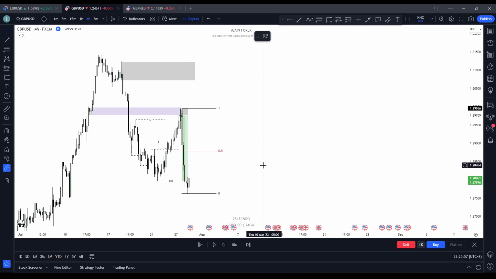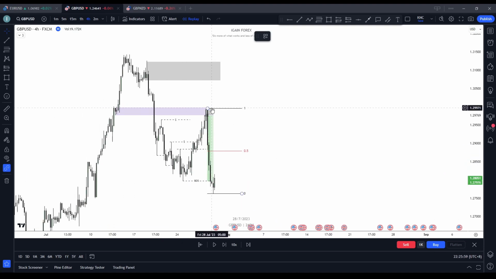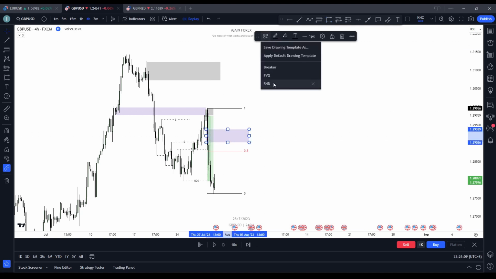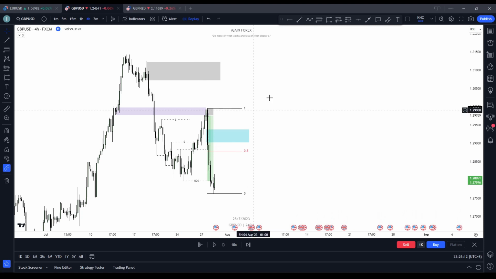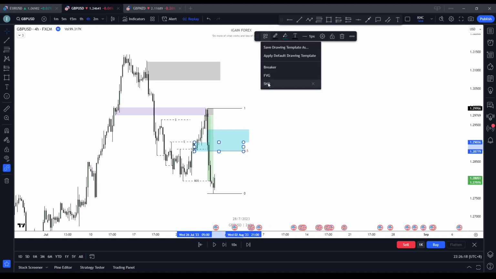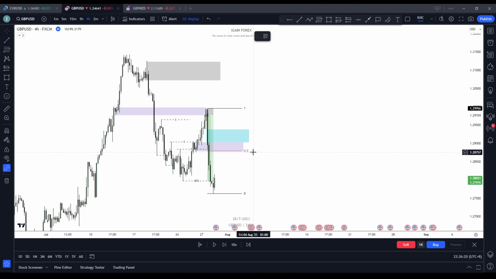Okay, I mean this is for the second example. So let's mark our premium discount using this Fibonacci, and then we will mark our zones. We can see here we have a fair value gap, and also we can see here another breaker. Let's wait for the price to tap this zone so that we could look for our sell entry.